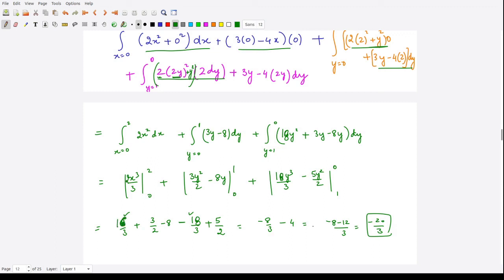So finally, after calculation, this was wrong. So after calculation, what do you obtain? You have 16 upon 3 plus 3 upon 2 plus 5 upon 2, so you have 8 upon 2, and 16 upon 3, so minus 2 upon 3 plus 4 minus 8, so this is minus 2 upon 3 minus 4, so this is minus 2 minus 12 upon 3, so that is minus 14 upon 3. So this is your answer.